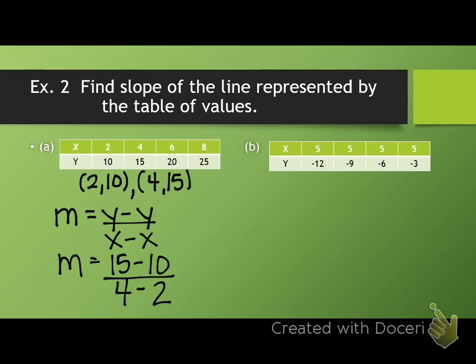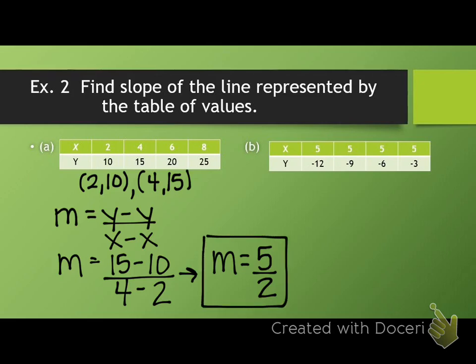Now, let's do the math. M is equal, and I'm going to have to come over here. M is equal to what? What's 15 minus 10? 5. And what is 4 minus 2? 2. Can anything more be done to that fraction? No. So that is my slope.